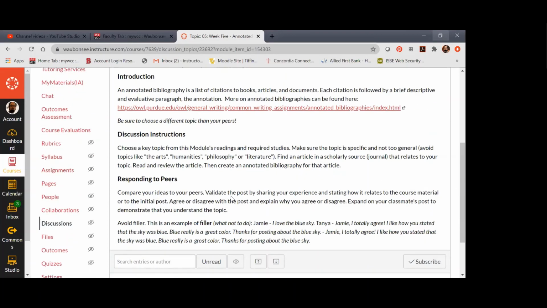Then your peers are going to go in and they're going to look at each other's works and evaluate what they've done. Just like the last forum, please make sure you're not using filler, but you're actually addressing the specific topic. Explain why you agree or disagree with the author's ideas, and make sure it's substantive.